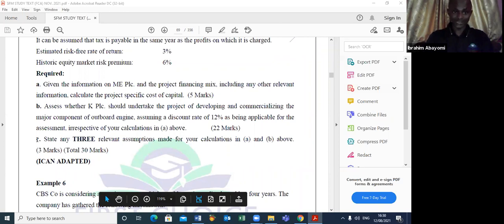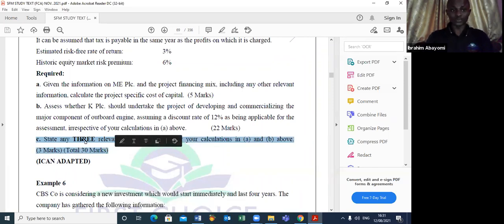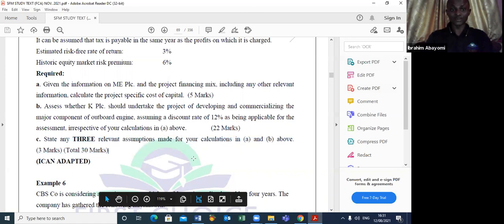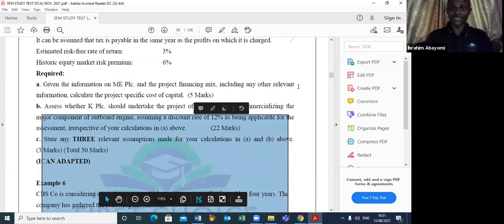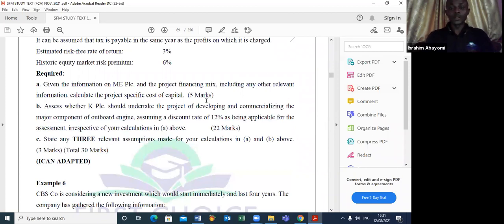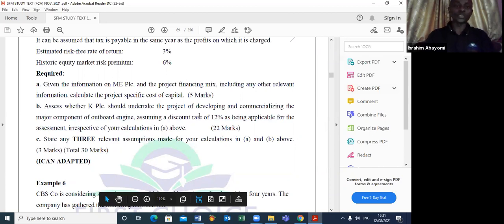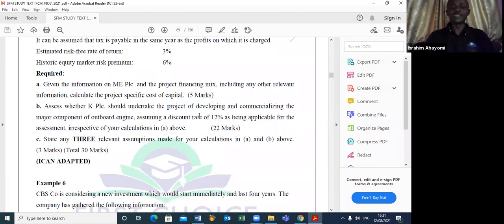Today, let's quickly look at requirement C, which is a very short requirement anyway, where the question says we should state any 3 relevant assumptions made for our calculation in A and B above. That is what we did not attempt yesterday. Whenever a question asks you for an assumption, it is the judgment you have applied in solving that question.